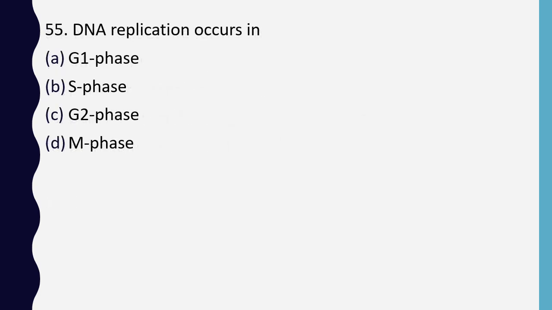Question number 55. DNA replication occurs in G1 phase, S phase, G2 phase, M phase. DNA replication occurs in. Correct answer is option B. It occurs in the S phase.